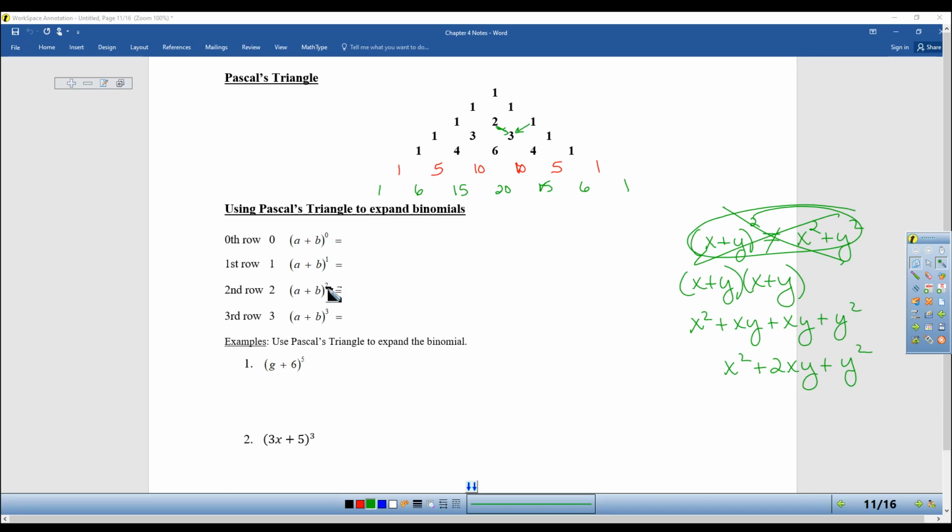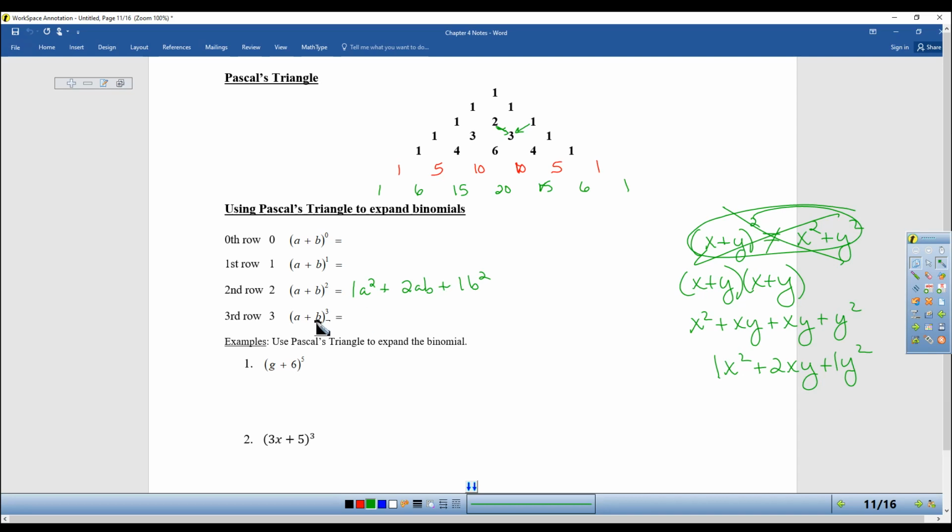If you have something squared, you can go down to the row with the 2 in it, and those are the coefficients. So this is going to be 1a squared plus 2ab plus 1b squared. Look what ours came out to be: 1x squared plus 2xy plus 1y squared.